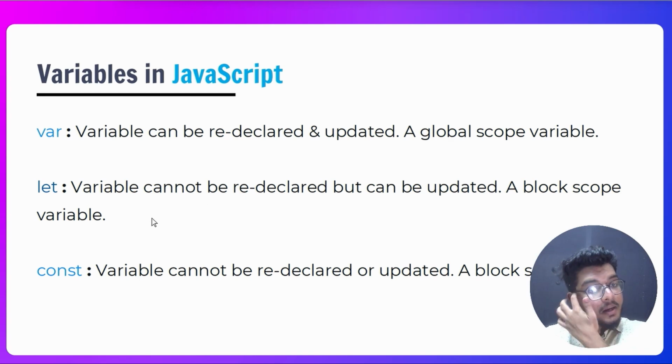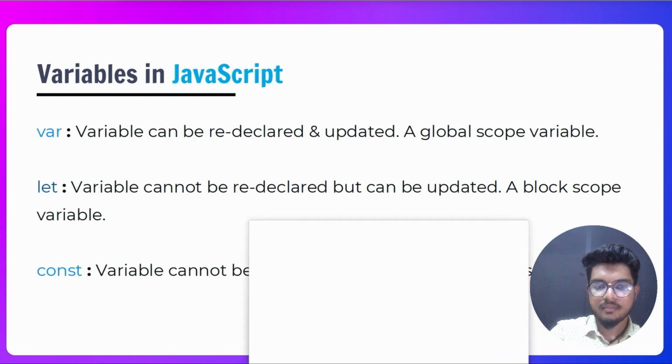Next, let. Variable cannot be redeclared but can be updated. Okay, what is the difference between redeclare and updated? Redeclaring in the sense using again let a, let b, like this. Okay, a block scope variable. What do I mean by block scope variable? If I write in the curly braces, only in that curly braces that value will be accessible. Let's see the example. Do not worry, let's see the example.